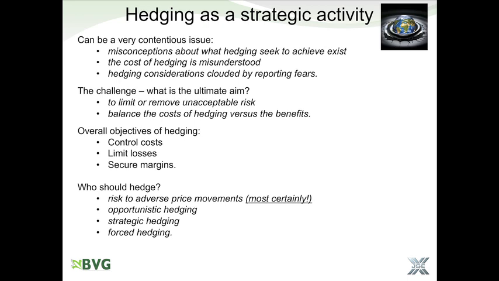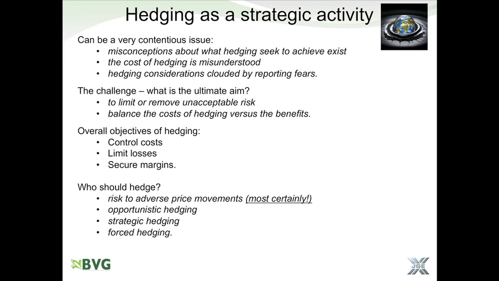So what is the challenge? The ultimate aim of hedging? Well, it is to remove or limit unacceptable risks, those risks that you don't want in your business. And then to balance the costs of the hedging against the benefits. And if done correctly, the benefits will greatly exceed the costs. The overall objectives, fairly simple. Control costs. Limit your losses. By doing this, you're going to secure your margins.